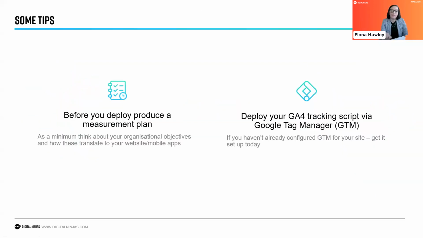First, it's important to have a measurement plan. Producing a measurement plan is a crucial step in ensuring that you collect the data you need and you can measure performance accurately on your website or app. A measurement plan is a document that outlines your goals, objectives, and key performance indicators and how you plan to measure them. Similarly to any business plan, to create a measurement plan, you should start by identifying your organizational objectives and how they translate to your website.